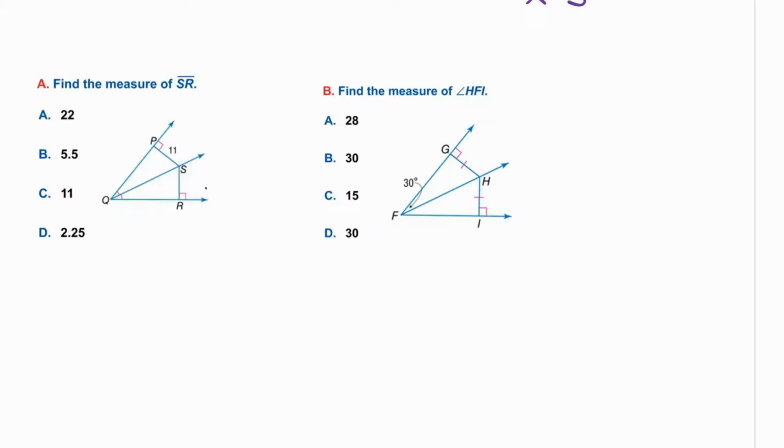Here again, we are told that QS is the angle bisector of angle PQR, so we know that PS is congruent to SR. Since FH is equal distance from the sides of angle GFI, we know that it bisects the angle. So this would be 30 degrees, and I know there's two 30s.